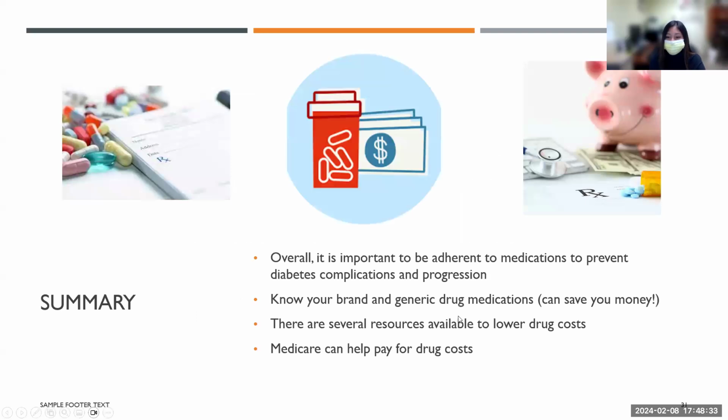Okay, so that is essentially my presentation. In summary, we talked about several things. In the beginning, we talked about how it's important to be adherent to medications in order to prevent diabetes complications down the line and progression of diabetes. We also learned about the differences between brand and generic drug medications and what can save you money. And also the several resources available to lower drug costs. And finally, we touched upon the different Medicare parts and ways that Medicare can help pay for drug costs.